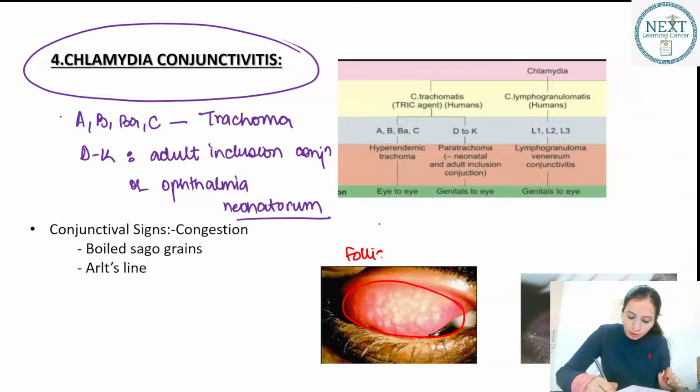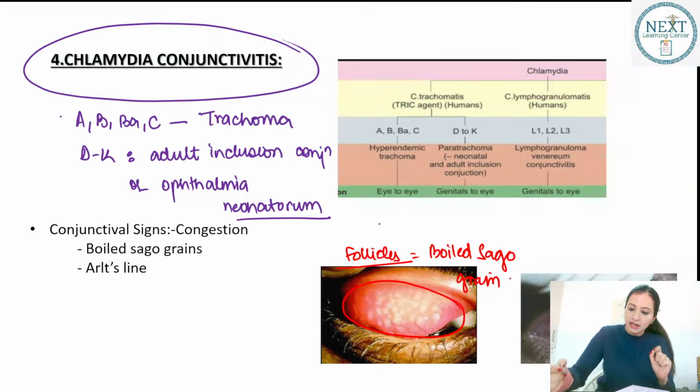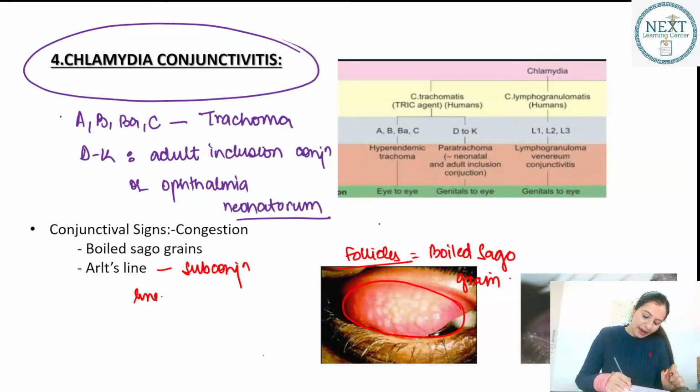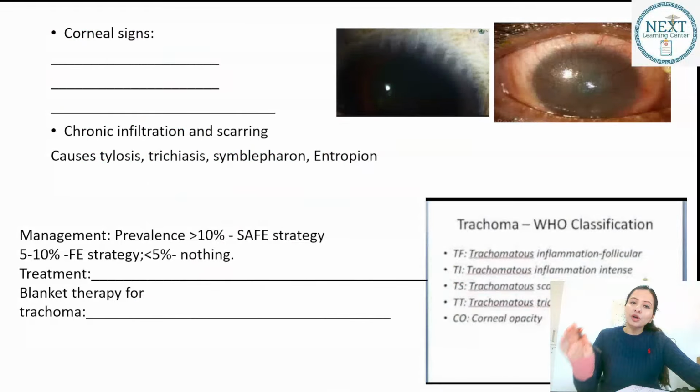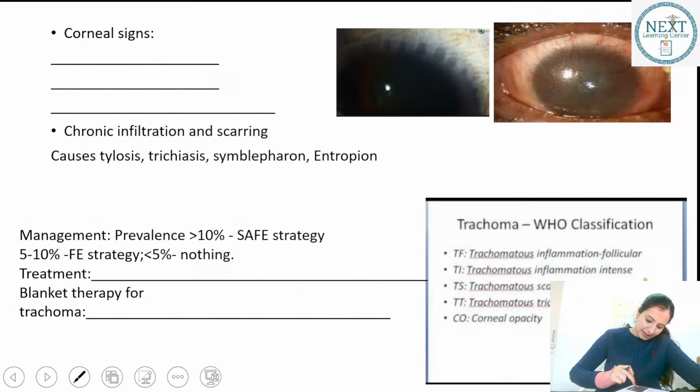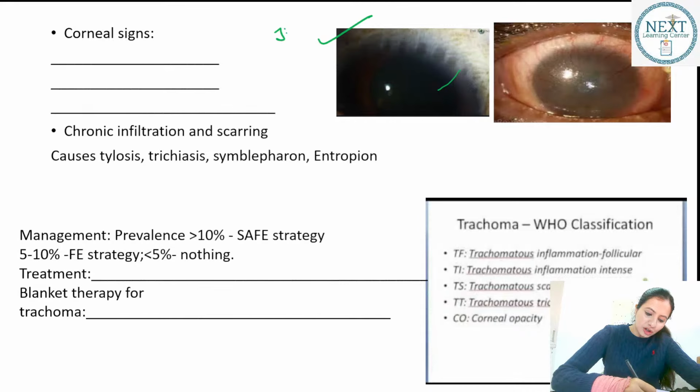Now looking at the conjunctival signs, these are the follicles I told you, they are common in trachoma, known as boiled sago grains. If you have seen sago grains, they also appear white like this. Then this is Arlt's line. What is Arlt's line? It is a subconjunctival line of scarring that is seen in patients of trachoma. Then if you talk about the corneal signs, this is your recent July 25 question.